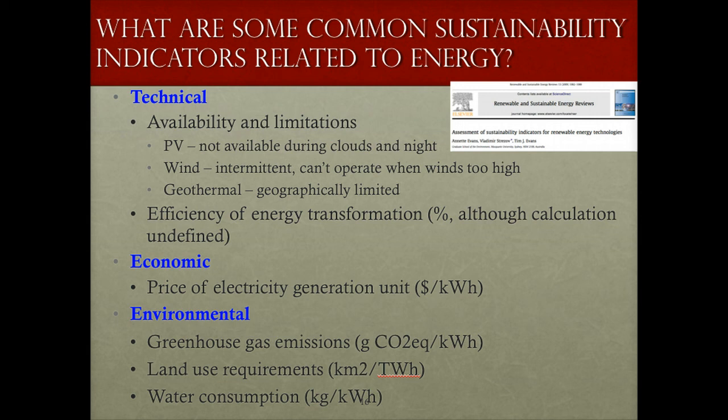Also, efficiency of energy transformation falls under the technical criteria. And they define this as a percentage, although the calculation is undefined. They also look at economic indicators, price of electricity generation in dollars per kilowatt hour, environmental indicators, greenhouse gas emissions in grams of CO2 equivalent per kilowatt hour, and land use requirements in kilometers squared per terawatt hour, and water consumption in kilograms per kilowatt hour.